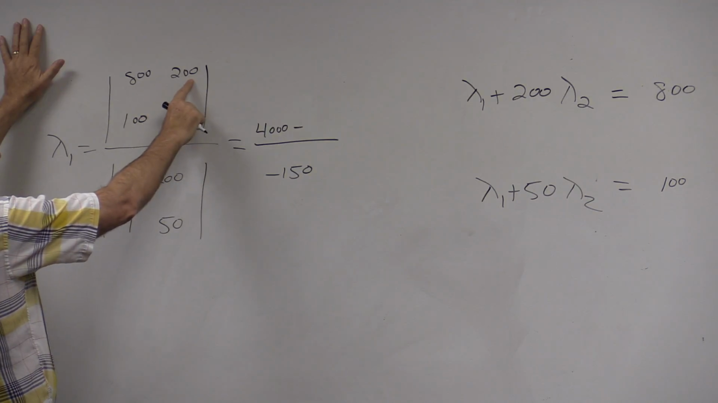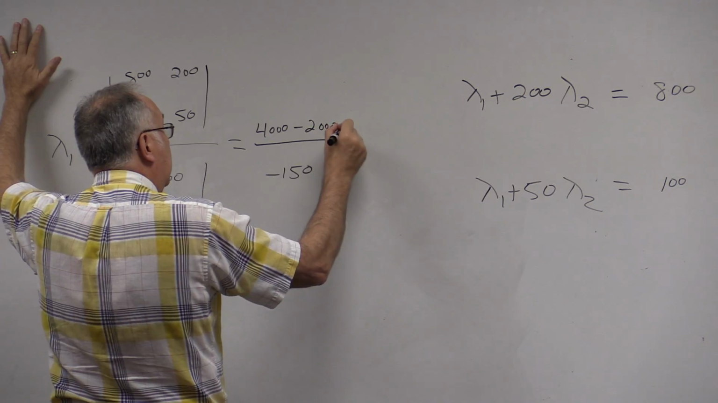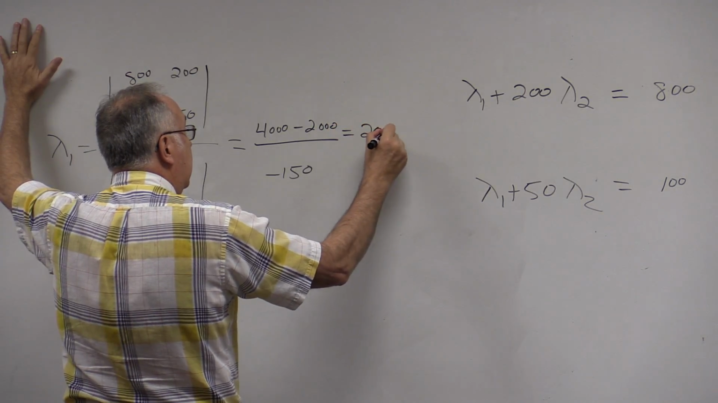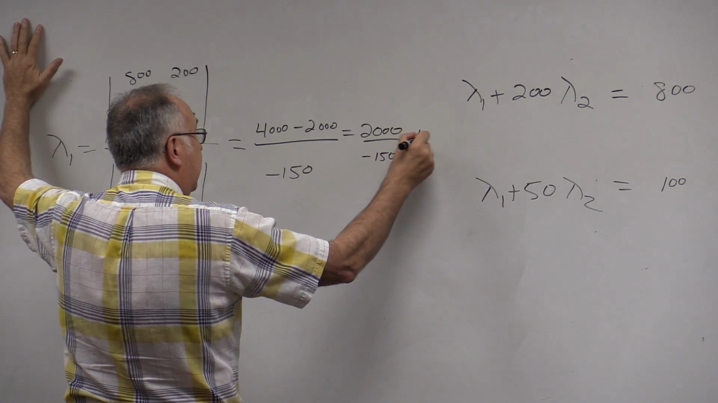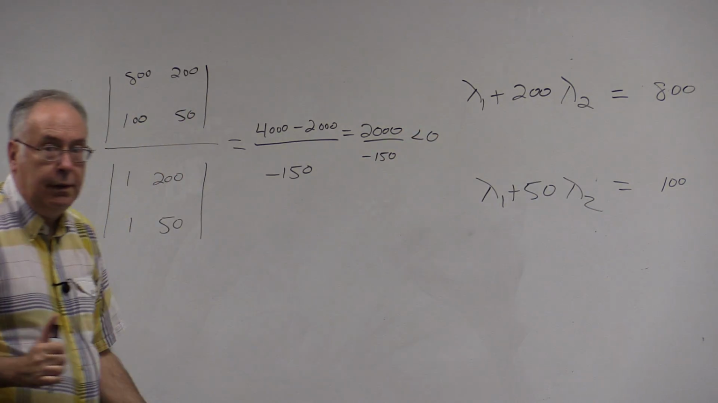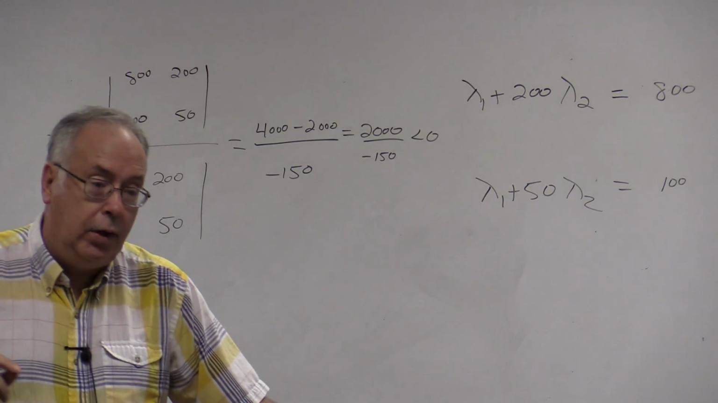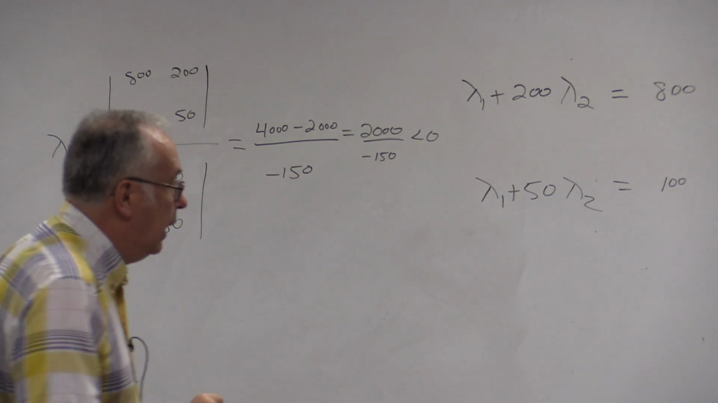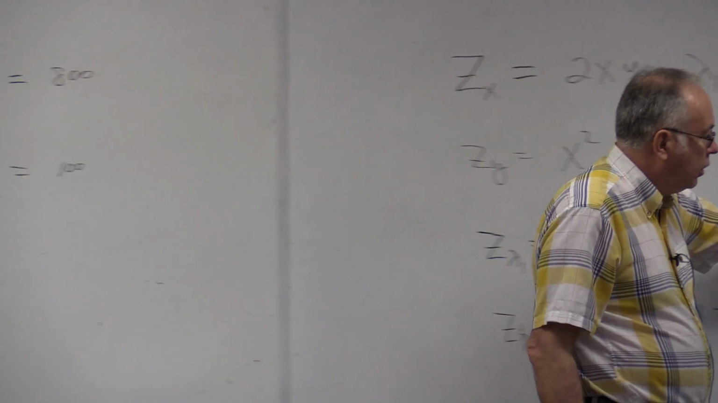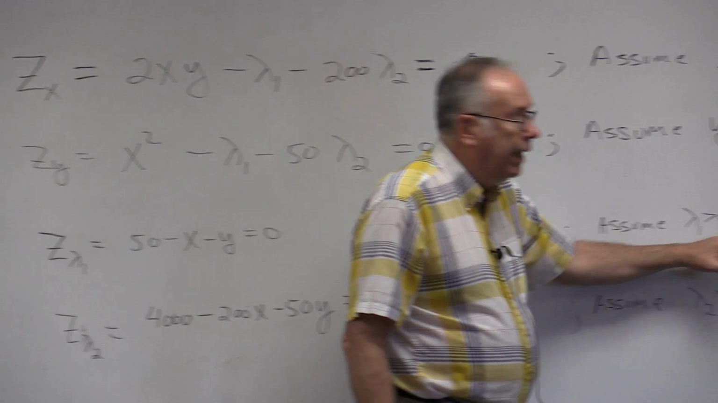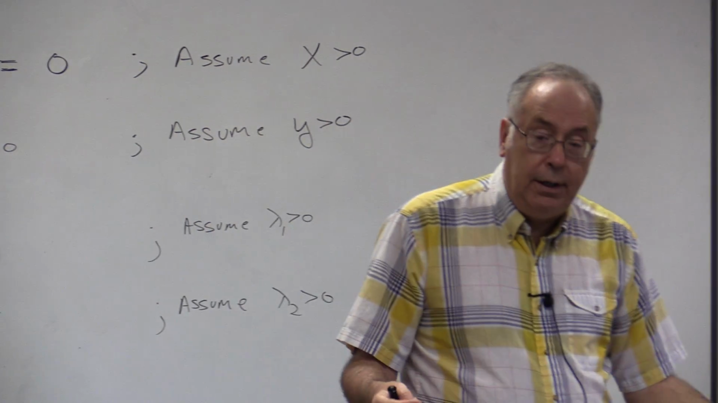100 times 200 is 20,000. So you get 2,000 over minus 150. Clearly this is negative. So we have a problem, don't we? We assumed that lambda 1 was positive, but when we solve for lambda 1, we get a negative value. And what is the interpretation of lambda 1 here?